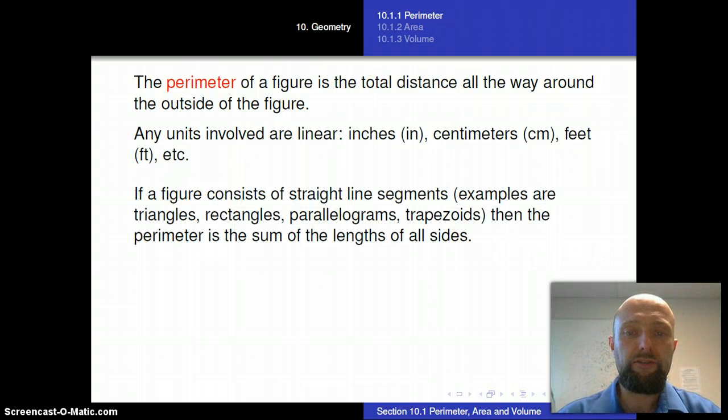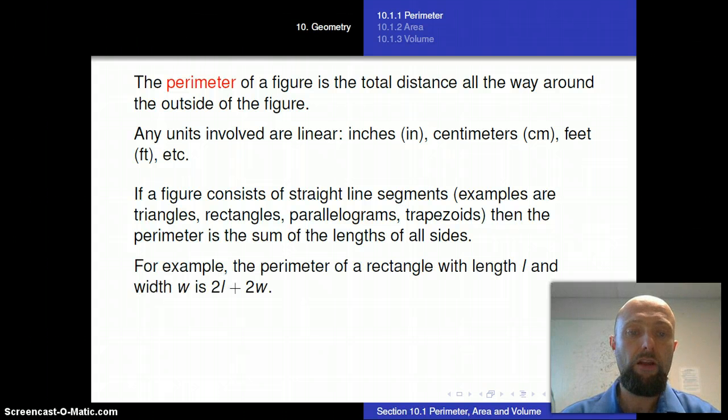If a figure consists of straight line segments, examples are triangles, rectangles, parallelograms, trapezoids, then the perimeter is the sum of the lengths of all sides. For example, the perimeter of a rectangle with length L and width W is 2L plus 2W. There are two sides that have length L and two sides that have length W. There is no need to memorize this formula.